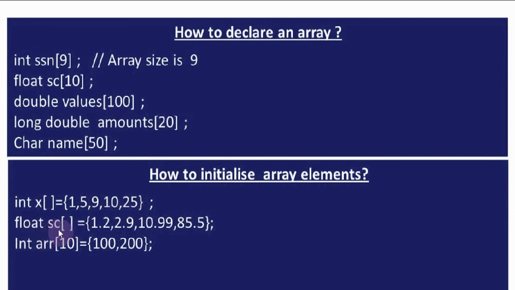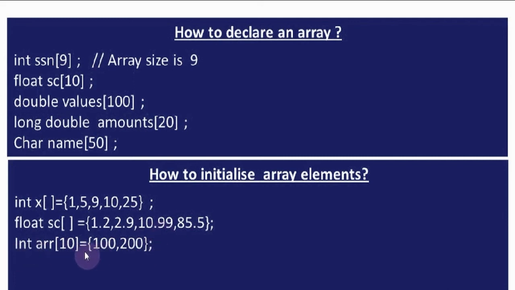Similarly, float SC[] with values 1.2, 2.9 and so on. In this case, the array is of float data type, and I am initializing the values of the array elements. 1.2 is going to be the value of the first element, that is SC[0]. 2.9 is going to be the value of the second element, that is SC[1], and so on.